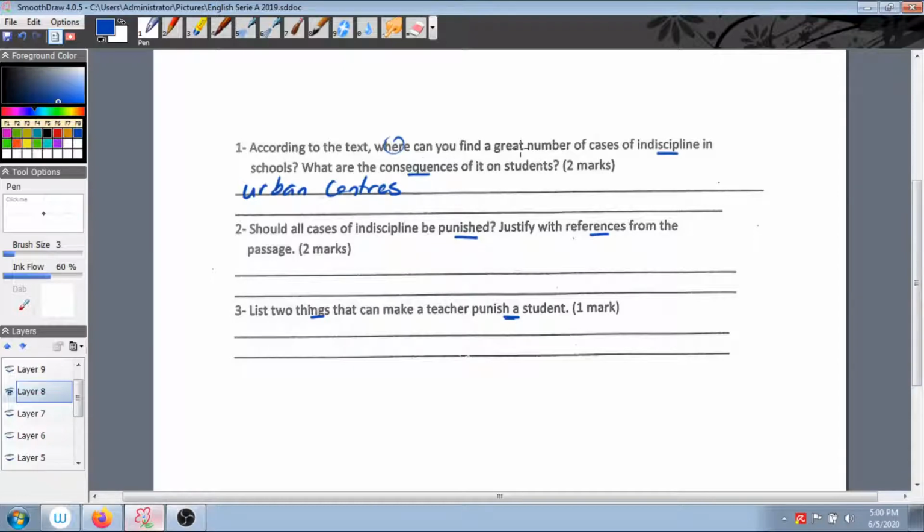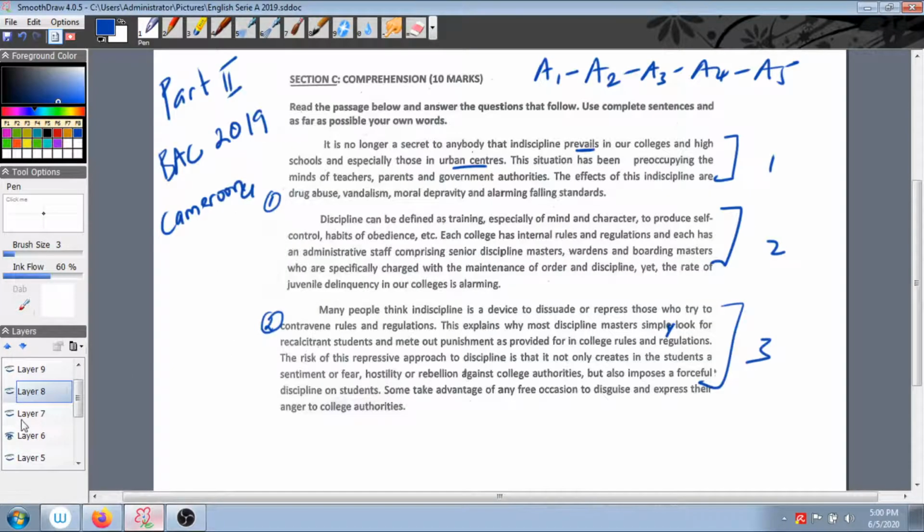According to the text, where can you find a great number of cases of indiscipline in schools? On a déjà répondu, urban centers. Parce que le premier paragraphe, effectivement, souligne le fait que l'indiscipline est beaucoup plus, je dirais, here they use the word prevails. So we encounter indiscipline way more in urban centers. Donc, il y a plus d'indiscipline dans les villes.